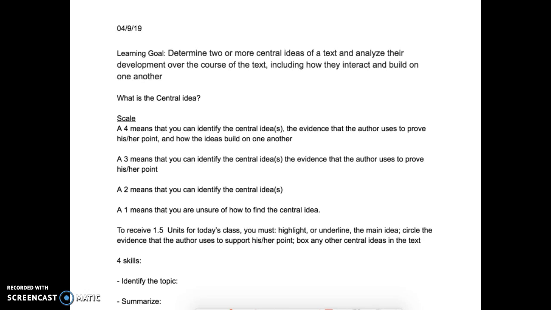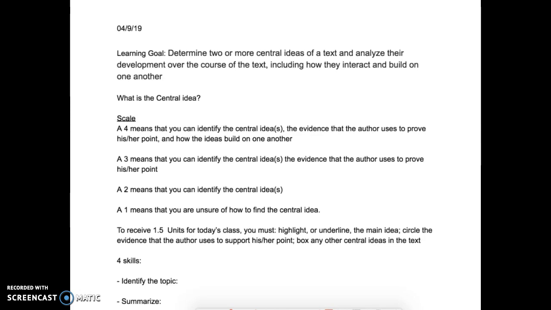The scale should look familiar as well. A 4 means you can identify the central idea or ideas, the evidence that the author uses to prove his or her point, and how the ideas build on one another. If you're at a 3, it means you can identify the central ideas and the evidence, but you're missing sort of how those ideas build on one another. A 2 means you can identify the central ideas, but you're not really showing evidence as to why or how. A 1 means that you are unsure of how to find the central idea.